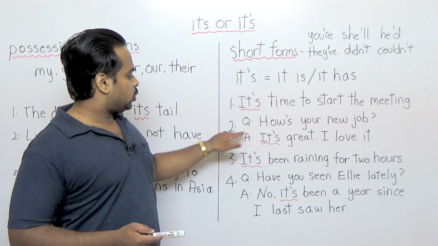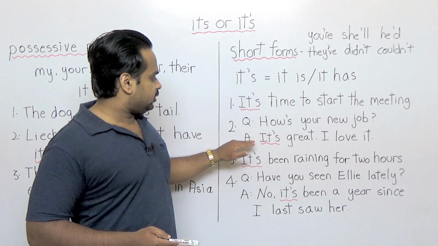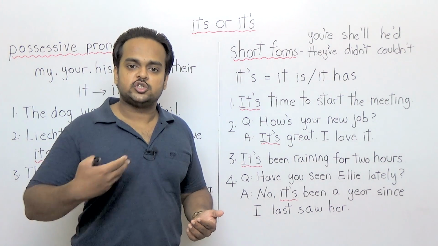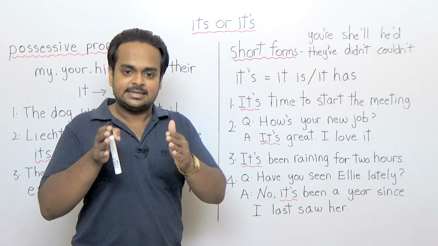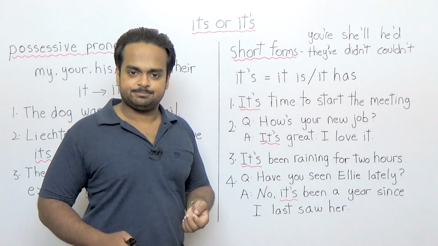In number two, we have a question and answer. How's your new job? The answer is it's great, I love it. What I'm trying to say is my new job is great. So I'm saying it is great. In speech, we just say it's great, I love it.